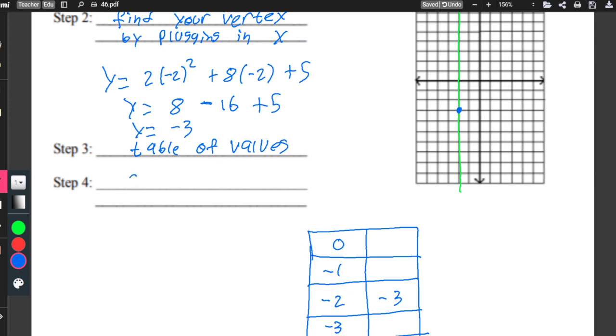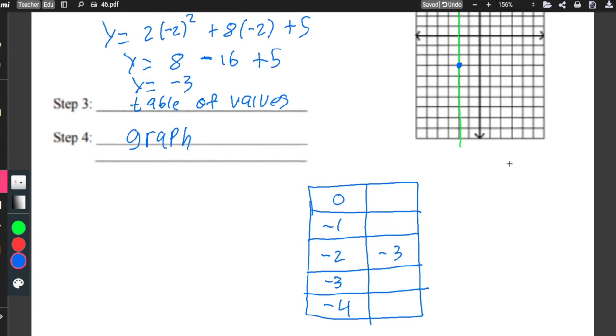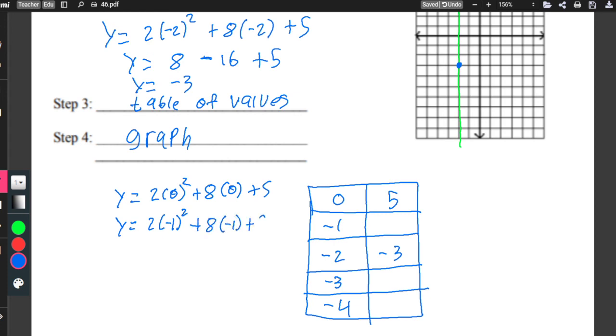And step 4 is just going to be graph. I don't know why there's so many extra lines for it, but it's just going to be graph our values. So if we plug in 0 into our equation, we get y equals 2 times 0, which is 0, plus 8 times 0, which is also 0, plus 5. So, nice and easy. When we plug in minus 1, we get y equals 2 times minus 1 squared, plus 8 times minus 1, plus 5. So that's going to give us 2 minus 8 plus 5. So y equals minus 1.